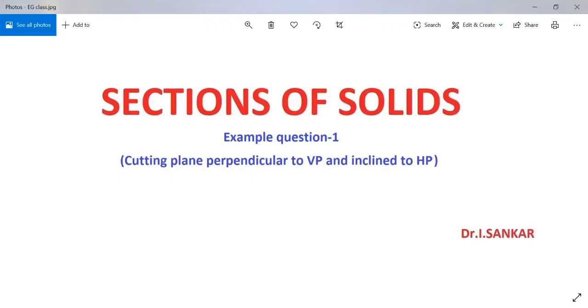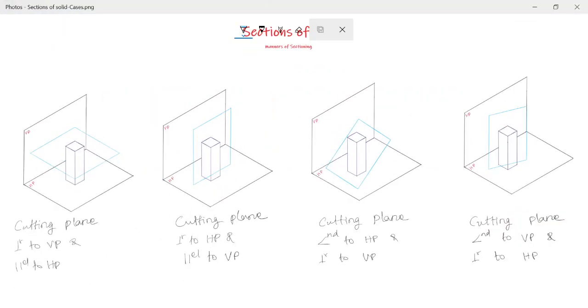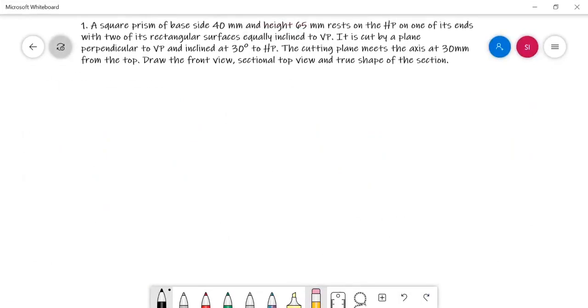Welcome, dear students. In this video lecture, we are going to solve a problem in the sections of solids chapter, under the cutting plane perpendicular to VP and inclined to HP. This is the first example question. We are going to solve it. The cutting plane is the third type: cutting plane perpendicular to VP and inclined to HP. Let's go and solve the problem.